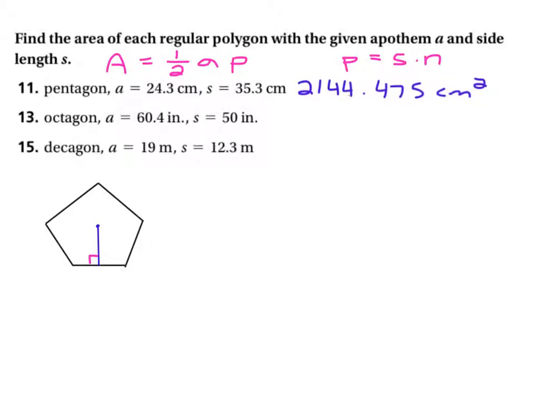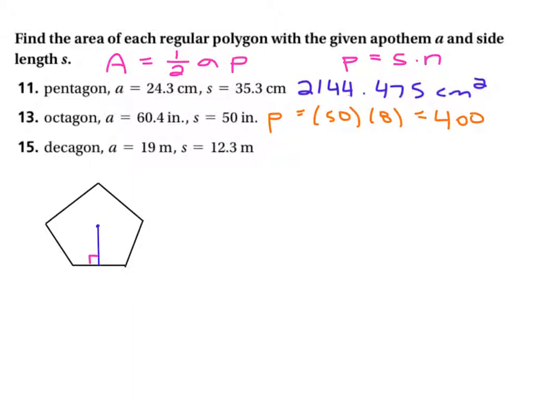So let's do that again. I'm going to find the perimeter again for now an octagon. The perimeter is going to be equal to the side length, which is 50, times the number of sides in an octagon, that's 8, and then that equals a perimeter of 400.